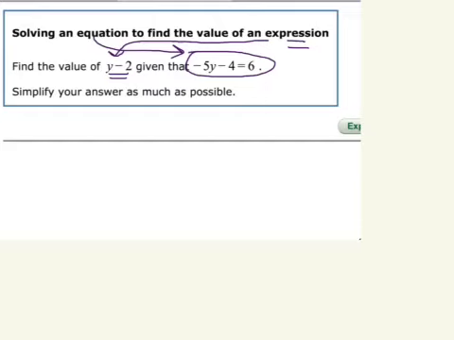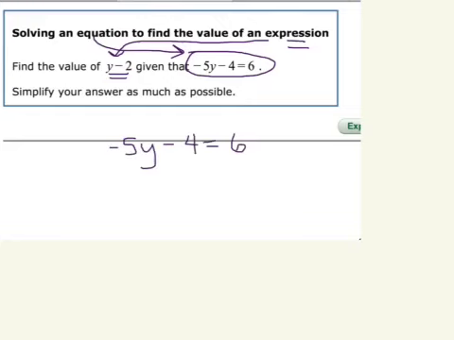So in order to solve this problem, we are asked to find the value of y minus 2 given that negative 5y take away 4 is equal to 6. Well, if you thought the first thing that we should do is solve the equation and figure out what the value of y is and then find the value of y minus 2, you are correct. And that's what we are about to do.